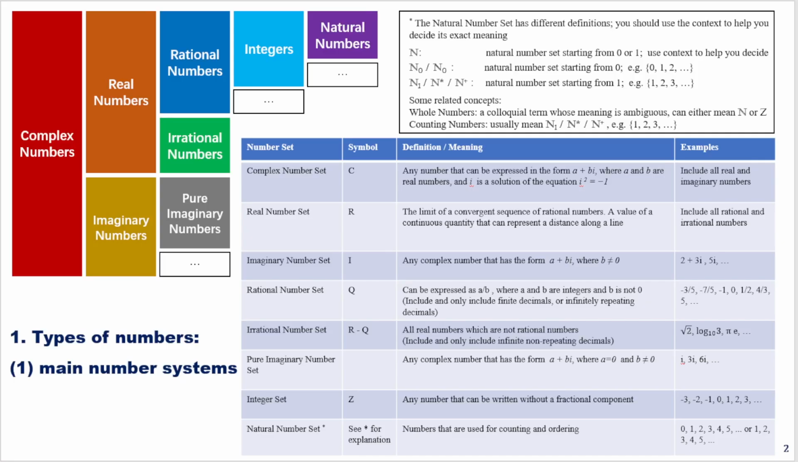Okay, first of all, because we are dealing with numbers in this course a lot, let's have a look at the types of numbers. First, let me introduce you to the main number systems. Probably some of you already know some of the concepts here, so in that case you can treat this as a brief review.